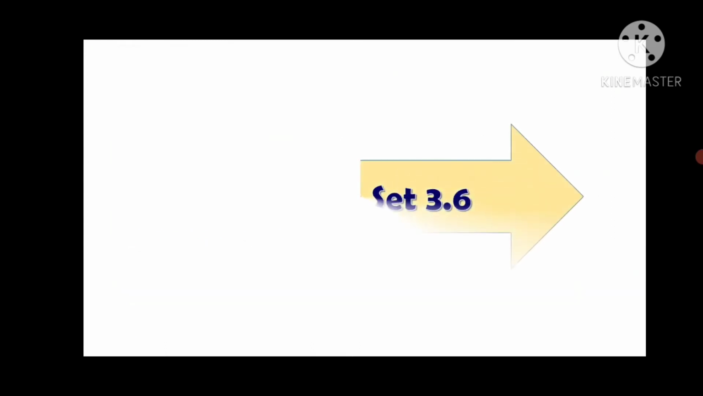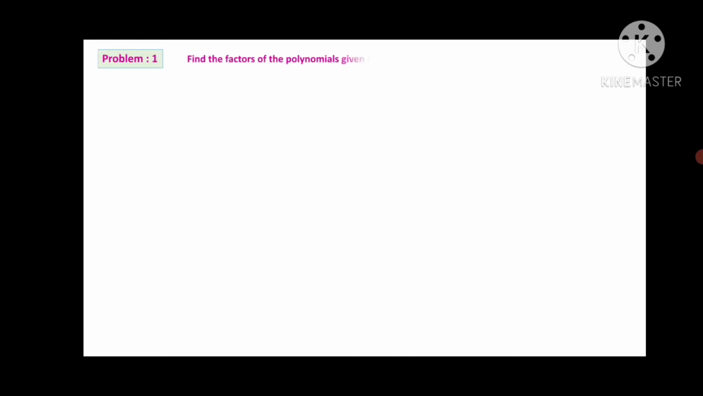Let us start with practice set 3.6. Problem number 1: find the factors of the polynomials given below. 2x square plus x minus 1. Friends, here 2x square plus x minus 1 has been given. The square term has coefficient 2, multiplied with minus 1, that will be minus 2. Factorize minus 2 such that the product is minus 2 and the sum is 1. So it will be 2 and minus 1.